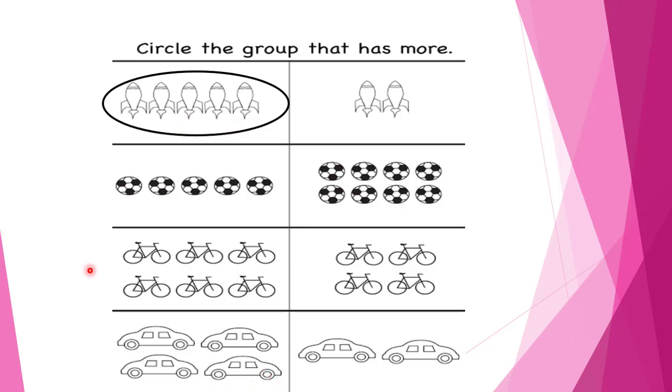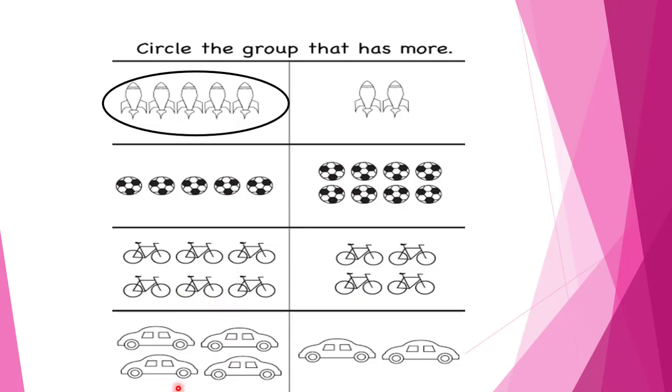Very good, students. In the same way, now you can circle more footballs and more cycles. Let's think about these footballs. Tell me, does this group have more footballs, or this group has more footballs? Yes, this group has more footballs. Now look at these cycles. Does this group have more cycles, or this group? Yes, you are right. This group has more cycles.